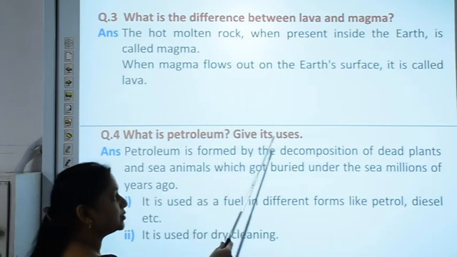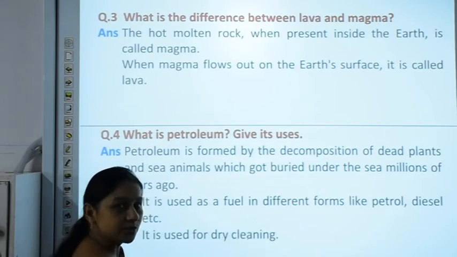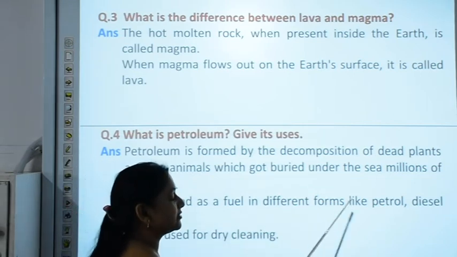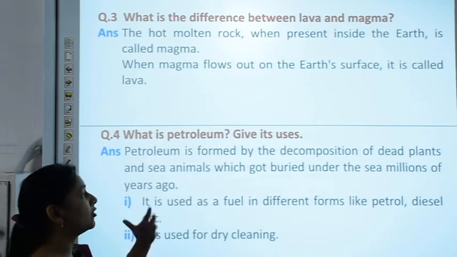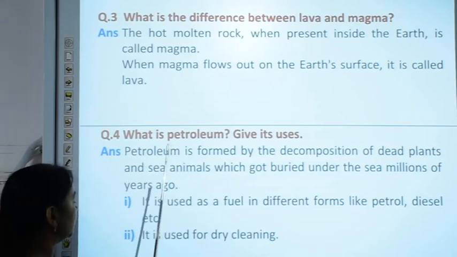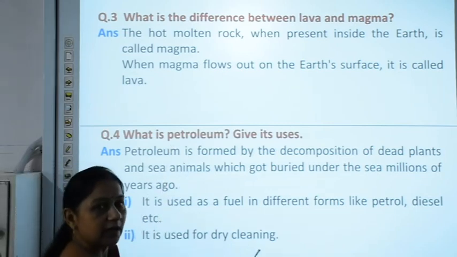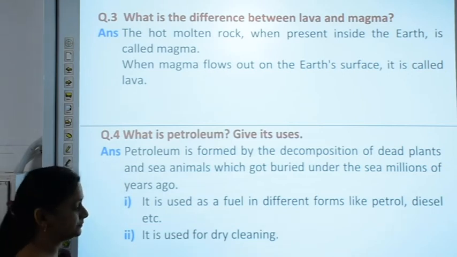And what are the uses of petroleum? Petroleum is used as a fuel, as you all know, in different forms like petrol, diesel, kerosene. All these are forms of petroleum. And another use of petroleum is that it is used for dry cleaning to remove the stains from our clothes.